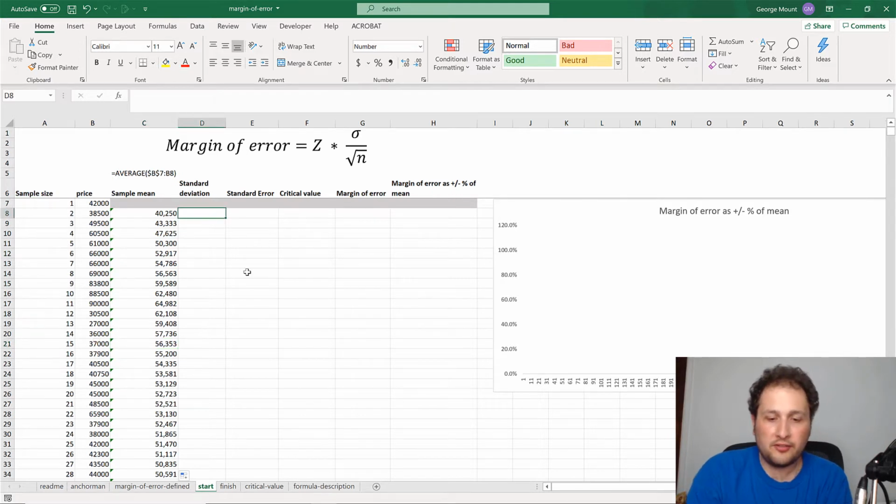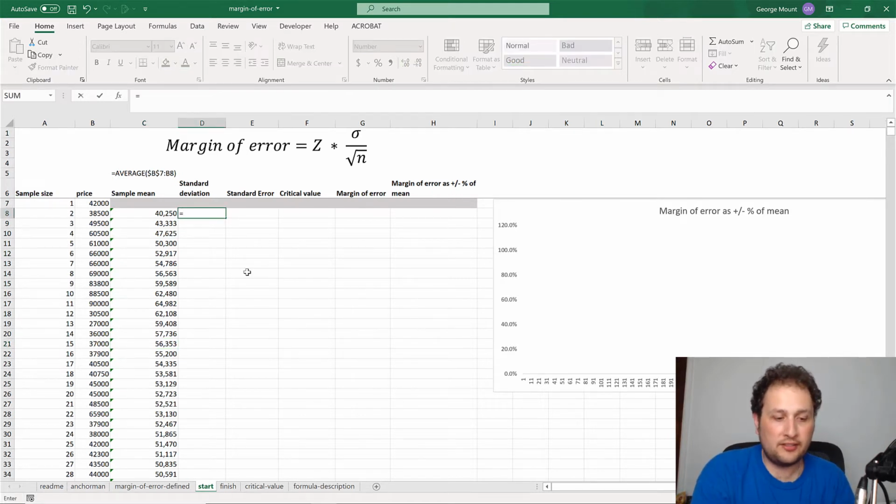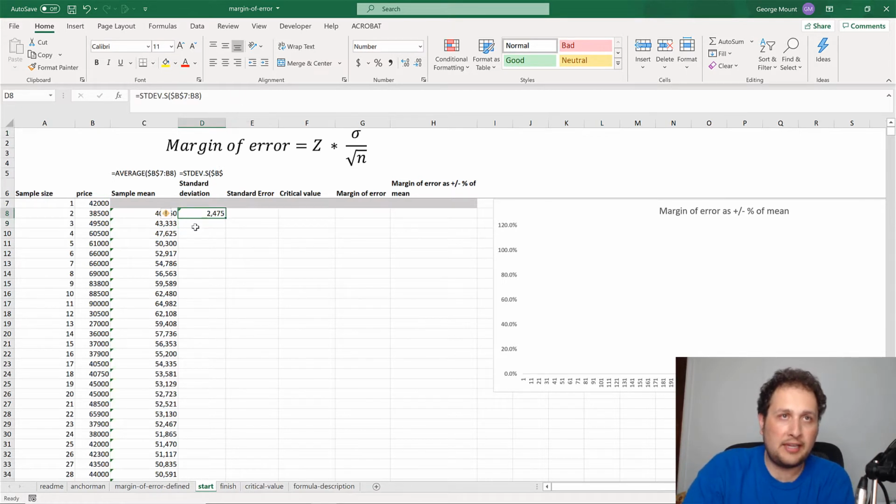Okay, so we're going to do the same thing with a standard deviation. We want essentially a running standard deviation. So I'm going to use the standard deviation. Again, it's a sample that we have. We are working with the sample. We want to know the population. So I'm going to do the same thing here. We will start with B7 always. I'm going to lock that down and then end with whatever row we happen to be at here. So let's drag that down here.